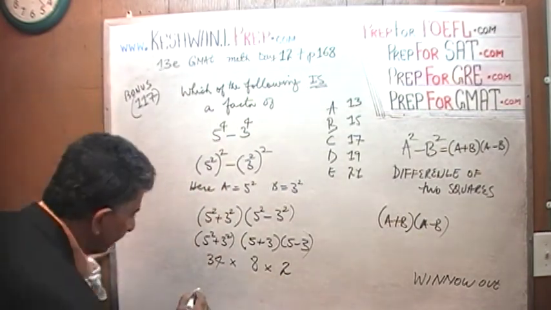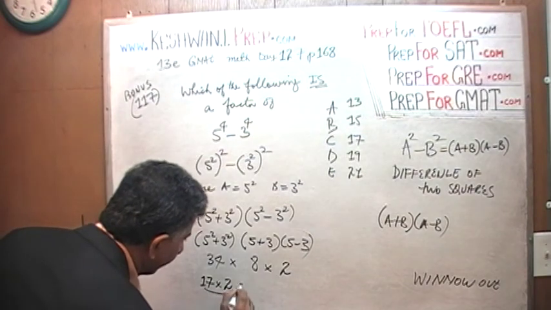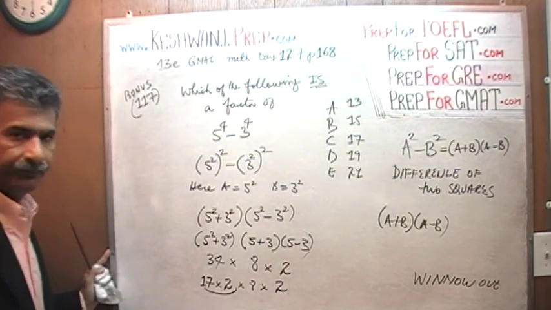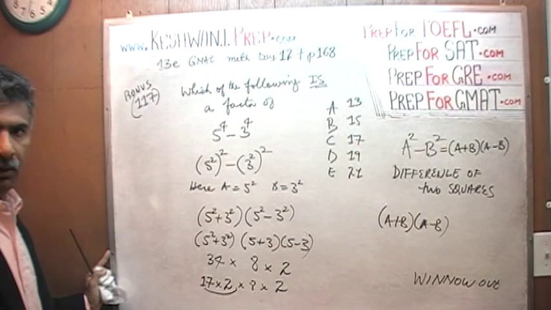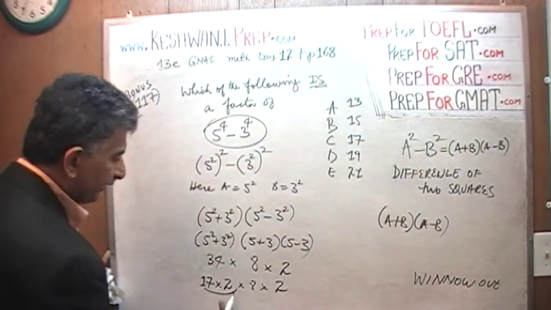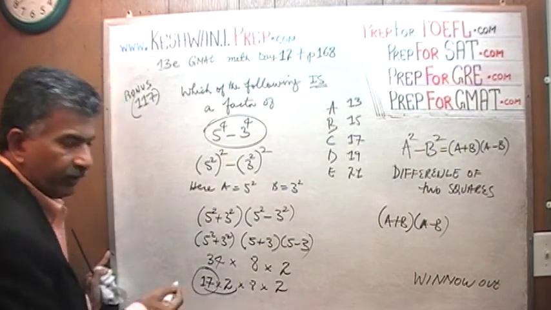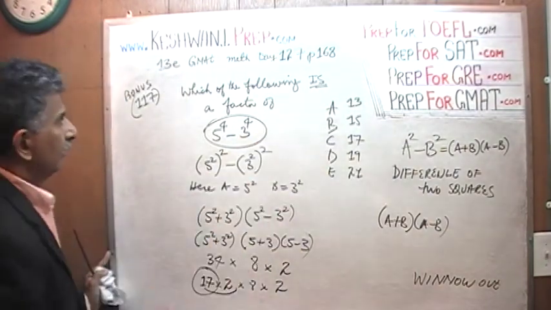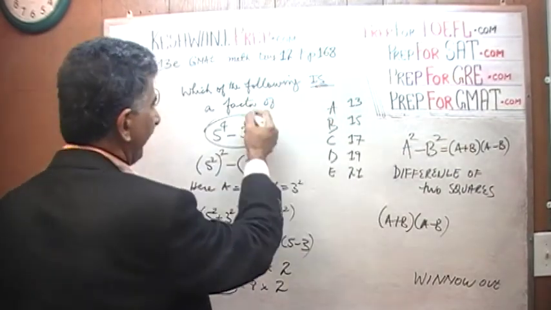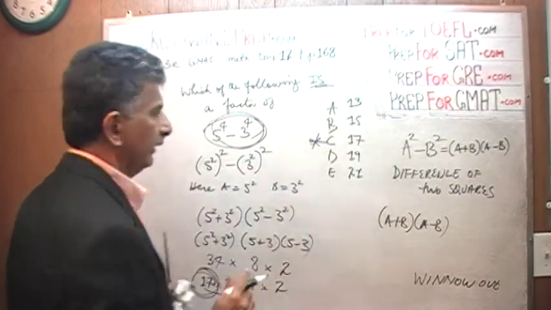Now 34 can be further written as 17 times 2. These are the factors of this quantity. Since 2 is not there, 8 is not there, no multiples of 2 there, there are no even numbers there. So which of the following is a factor of this quantity? 17 is a factor, right here. Voila, the answer is 17.